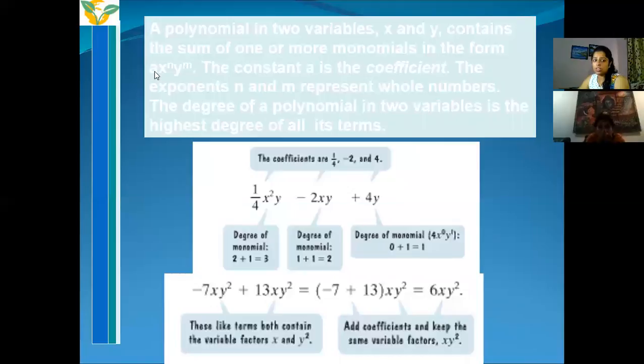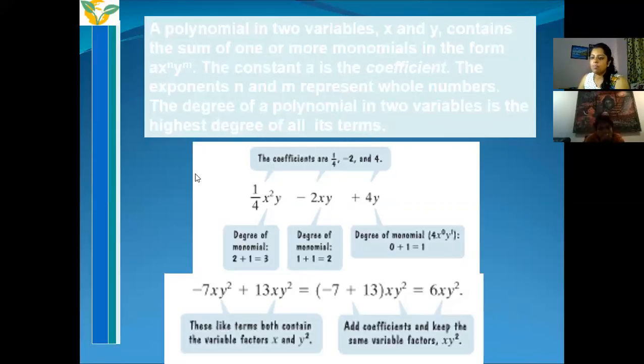What is this a? You can ask me, ma'am, it looks like a variable to me. But no, why is it not a variable? It's a coefficient. Why is it a coefficient? Because for x raised to n, there is a degree associated with x, and there is a degree associated with y. Therefore, these are not said to be constants here. So the exponents n and m represent what? Whole numbers. This is purely a whole number. We all know whole numbers start from 0, 1, 2, 3. It will not include negative numbers here. So if this is negative, then it cannot be a polynomial. So the degree of a polynomial in two variables is the highest degree of all its terms.